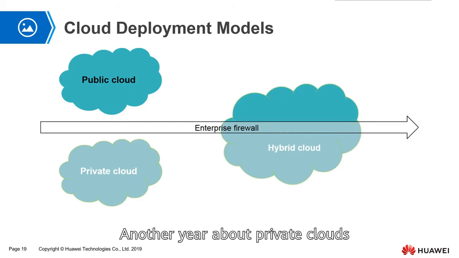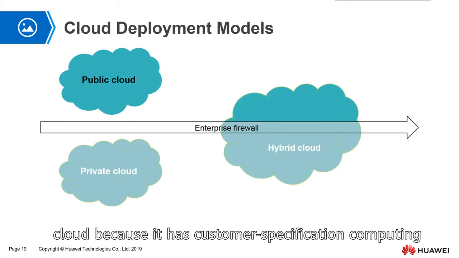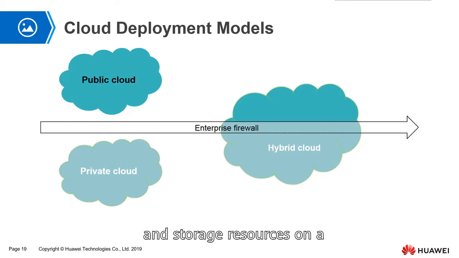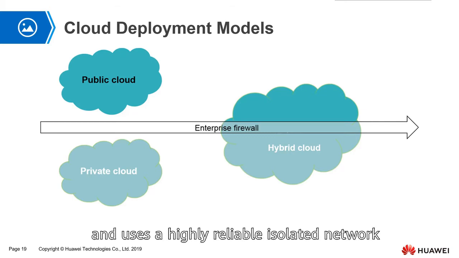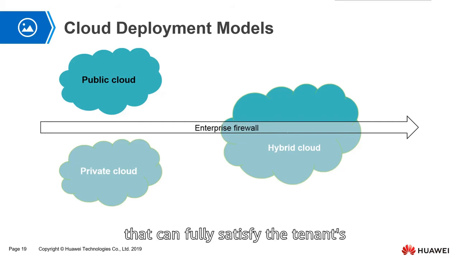Another approach related to private clouds is to buy an exclusive cloud service on public clouds. This approach puts the company's critical business and critical data on the public cloud, because it has customer-specific cloud computing and storage resources on a dedicated cloud and uses a highly reliable, isolated network that can fully satisfy the tenant's critical applications: high reliability, high performance, high security, and so on.